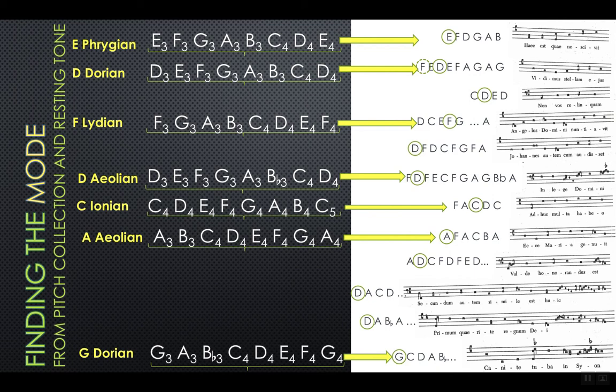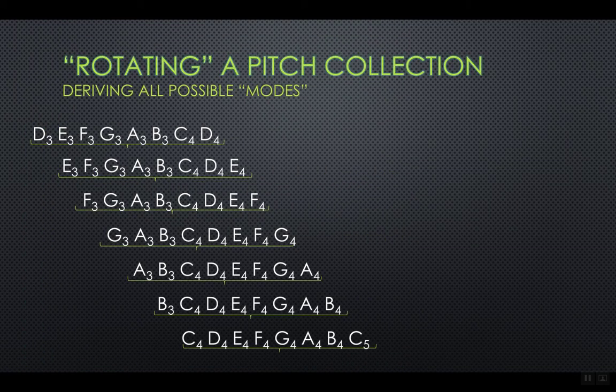But in answer to the question, we could look at a corpus of melodies, figure out what the pitch collections are and the resting tones, and then derive from them scales, and then we just need to give those scales names. We're giving them names based in part on the pitch collection. In this case, it's just whether it has a B flat or a B natural. And then also the resting tone. So even though these are exactly the same notes as these notes, we're saying that this has D as a resting tone. So this is D Dorian, whereas this is E Phrygian. Okay, that's the idea.